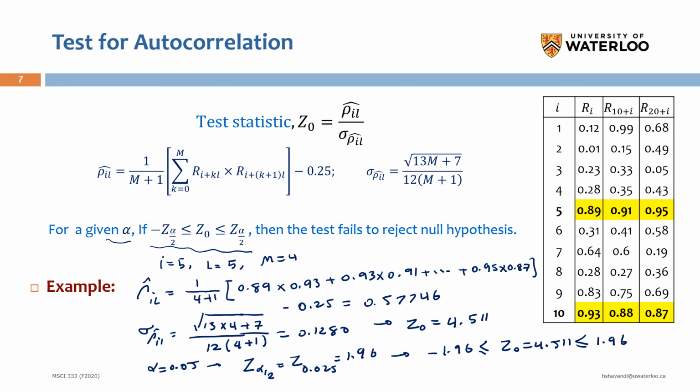So as you see here, Z0 doesn't lie in this interval, so here we say reject the null hypothesis. Okay, H0, reject H0. So here we can say that the sequence of random numbers is not independent.